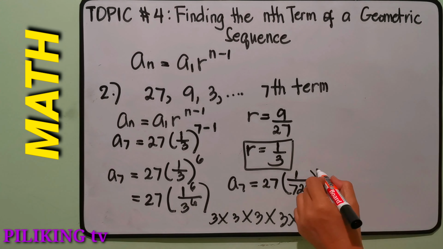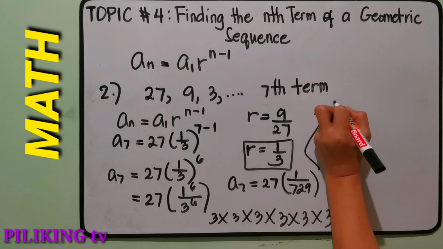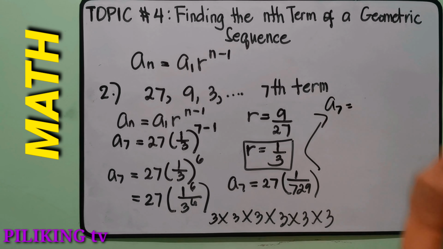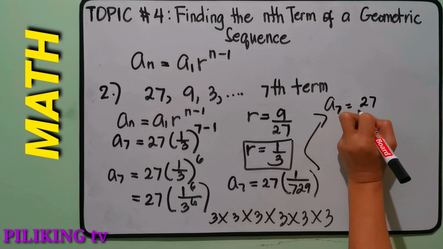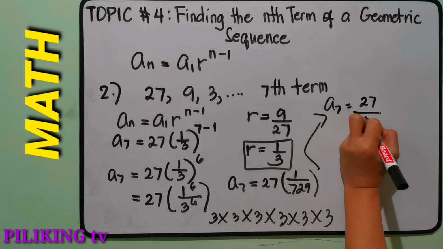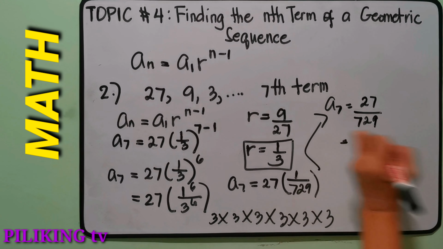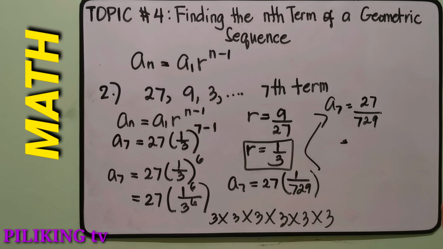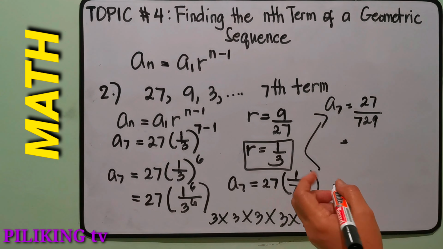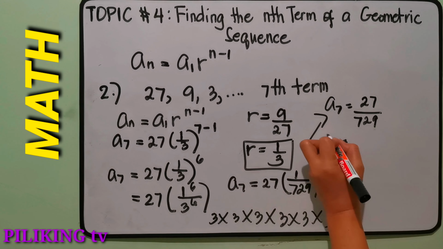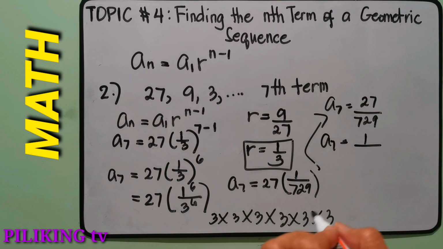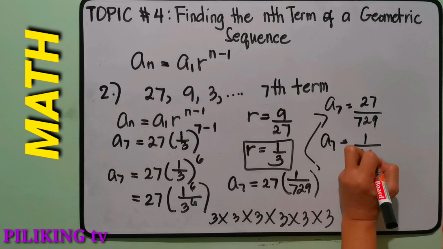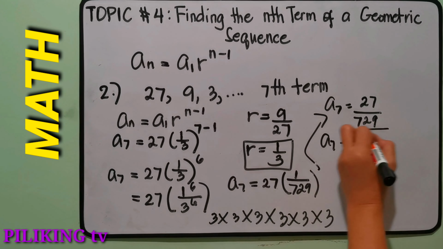Okay? So we have a sub 7 is equal to 27 times 1. That is 27 divided by 729. So what number can be divided to 27 and 729? That is 27. So therefore, a sub 7 is equal to 1 over 27. So that is the seventh term.